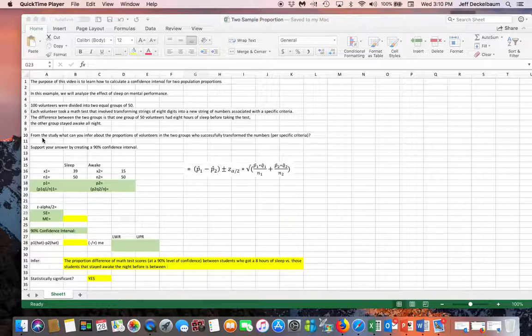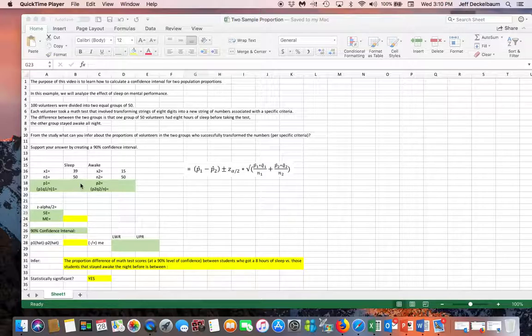The question we're being asked from the study: what can you infer about the proportion of volunteers in the two groups who successfully transformed the numbers per said specific criteria? And then support your answer by creating a 90% confidence interval.